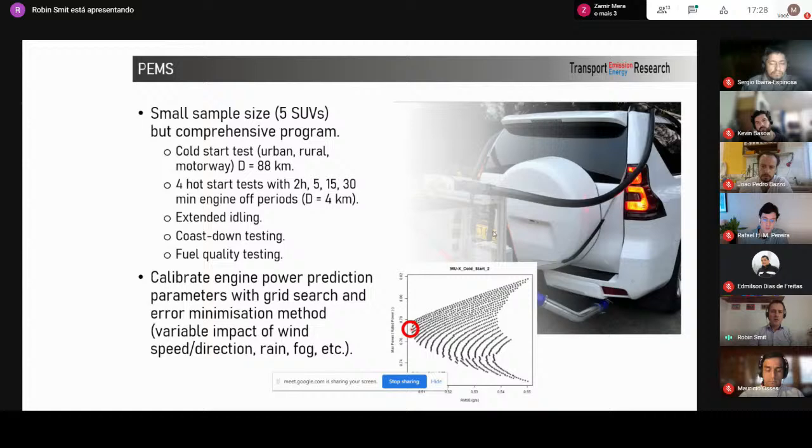PEMS. So we have done a small PEMS program, but it's very comprehensive, and that I think is a benefit as well. So we looked at cold start tests for about 88 kilometers long. We included 4 hot start tests with different time periods in between. We included extended idling to see what's happening there. We included coast down testing and fuel quality testing. And to give you a small example of some things we're looking at the moment is a calibration of engine power prediction parameters with a grid search and error minimization. And this is to account for variability in weather conditions, basically on emissions, and to have some flexibility in your emission modeling later on.